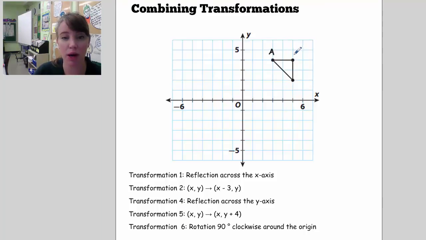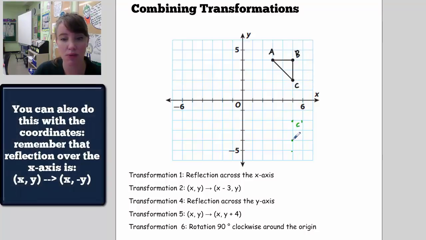So let me first start by labeling my pre-image's vertices, A, B, C. Now the first thing I want to do is reflect over the x-axis. To do that, I just count the number of spaces above, and then I mimic that below. So C is 2 above, so C prime is 2 below. B is 2 away from C, so here's 1, 2. This is B prime.